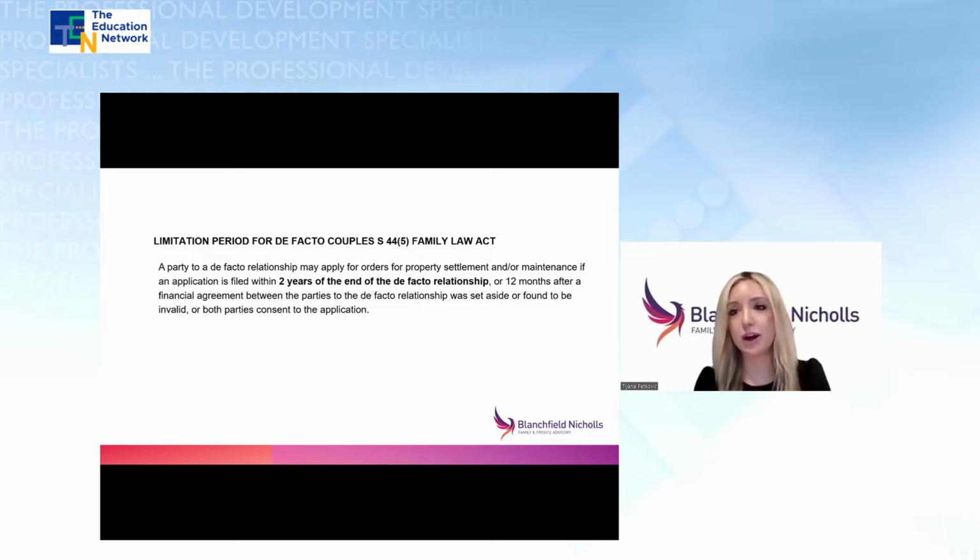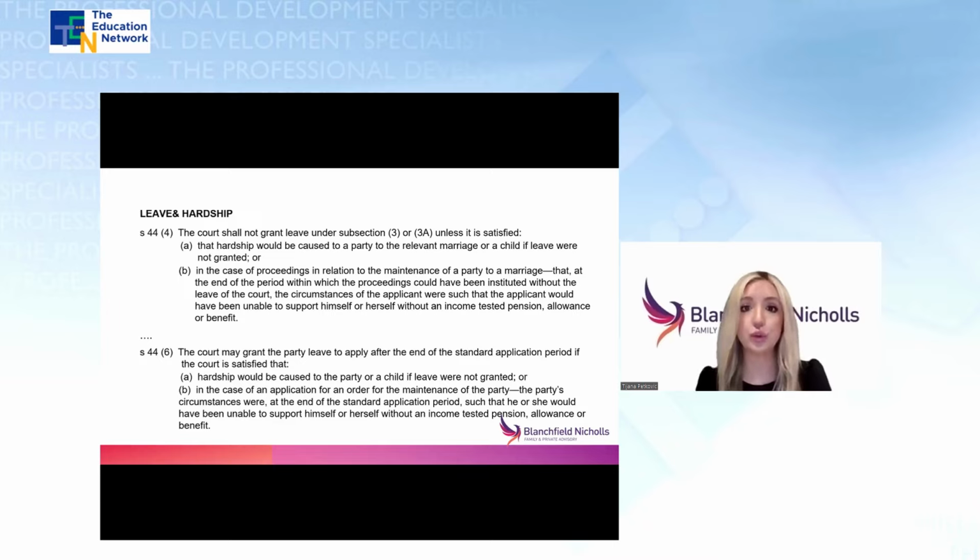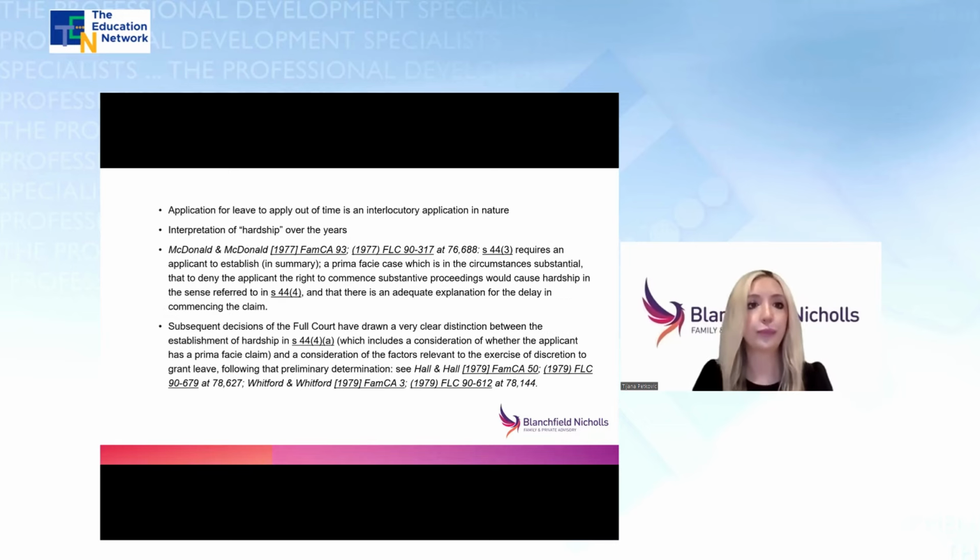The question then arises in these cases where the limitation period has expired, what constitutes hardship? Now, hardship is not defined in the Act, so it has been left to the court to determine. Very important to remember that an application for leave to apply out of time is an interlocutory application in nature.